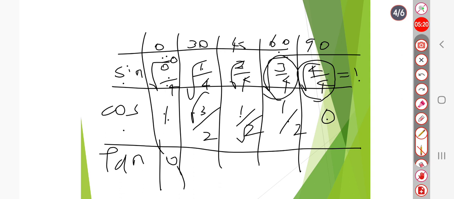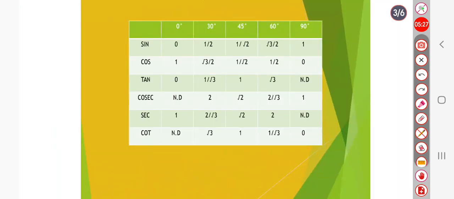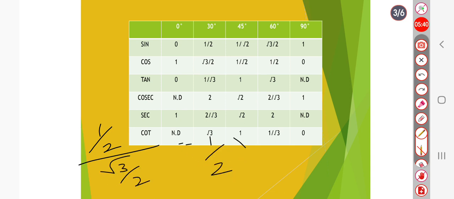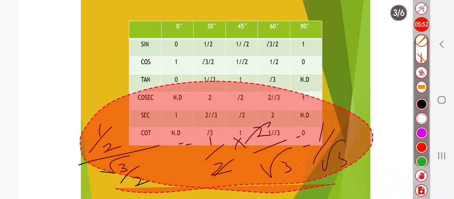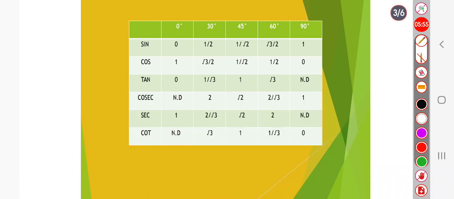Then tan 30 is nothing but, if we divide this, we get 1 by root 3. We will just see in the trigonometric table, 1 by 2 divided by root 3 by 2, right? That will be 1 by 2 into 2 by root 3. So upon cancelling, we get 1 by root 3. That is the value of tan 30, right? We will just write everything over here for explanation, much simpler.